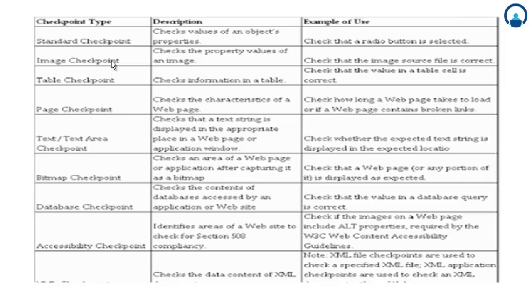So the first one is the standard checkpoint. Now a standard checkpoint checks the property value of an object in your application. The object can be anything like a button, combo box, lists, etc. So if you want to check if the login button is enabled after entering the username and password, for certain websites, unless and until we enter the username and password, the login button won't be enabled. So if you want to check that, then you can create a standard checkpoint of the login button. I'll show you how.